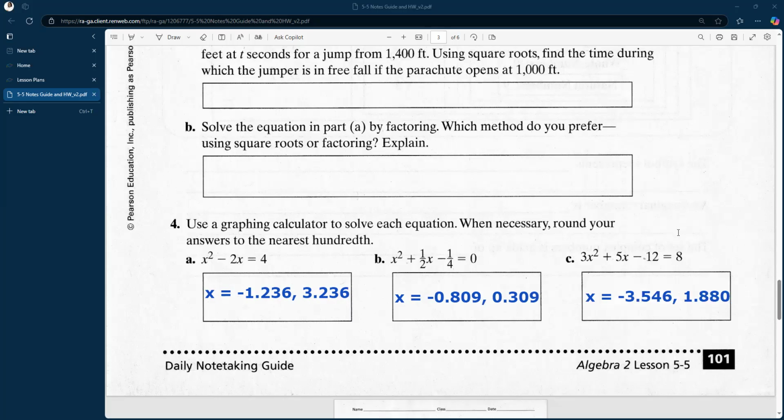Hopefully you got all of those correct. If not, make sure you are entering the correct equation in. Make sure you're entering it in standard form, and make sure you are setting an appropriate interval in order to find both of your intercepts. And remember, you cannot find both at the same time. You have to do them one at a time. This ends lesson 5.5.